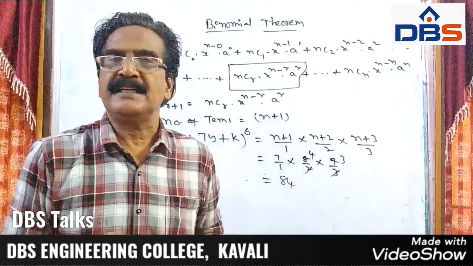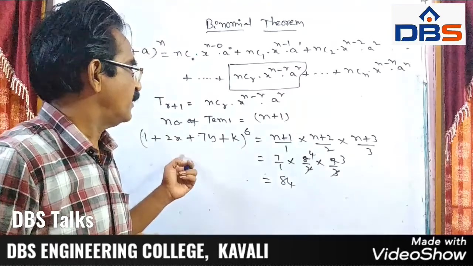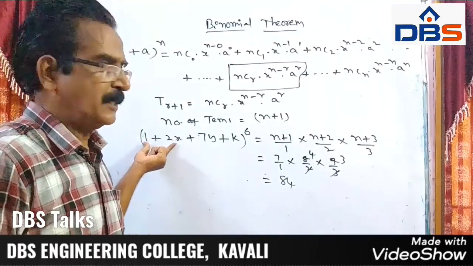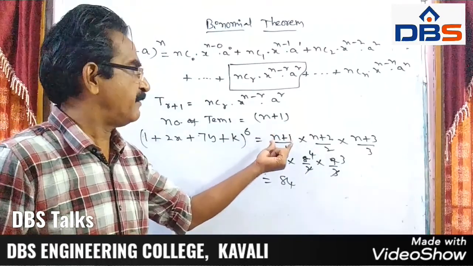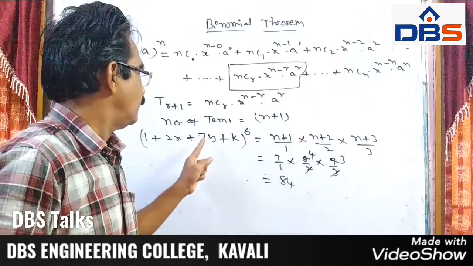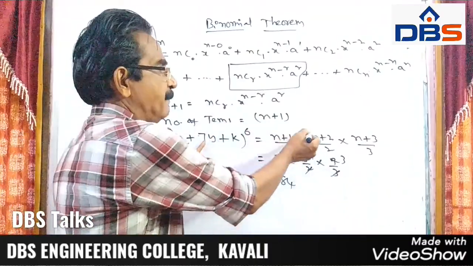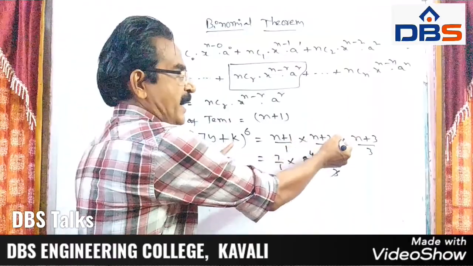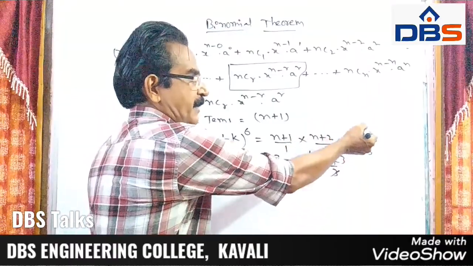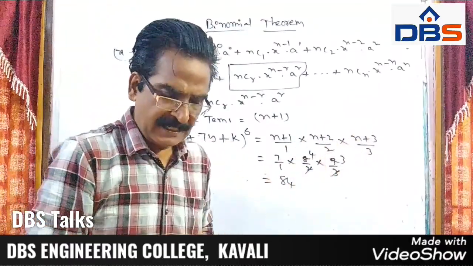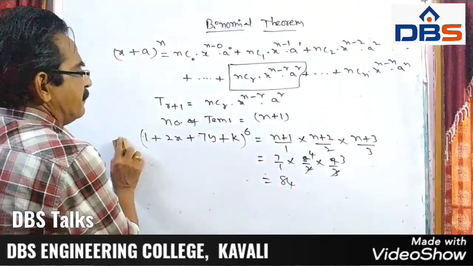So this is an easy thing, friends. Finding the number of terms in the expansion. For two terms, n plus 1 by 1; for the third term add 1, n plus 2 by 2; for the fourth term add again 1 to the preceding term, n plus 3 by 3. Okay friends, now let us see one more example.